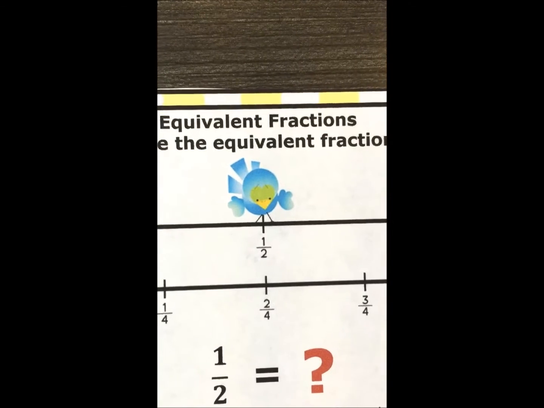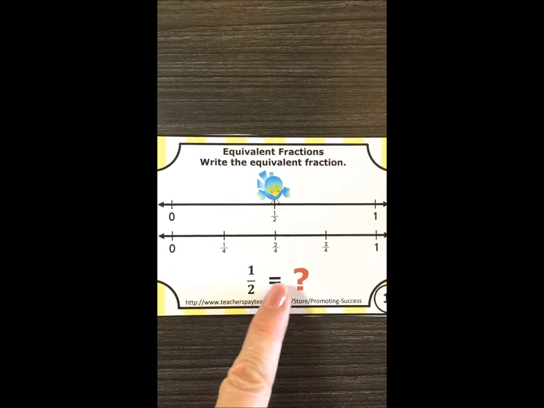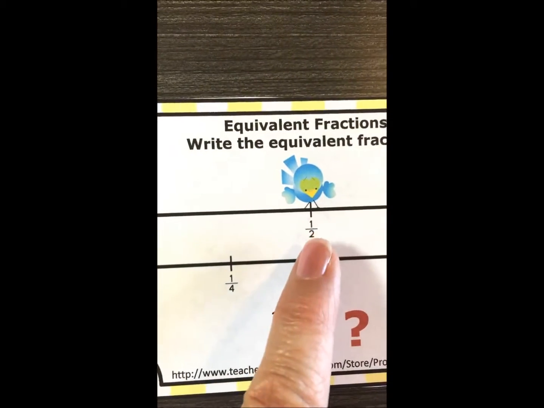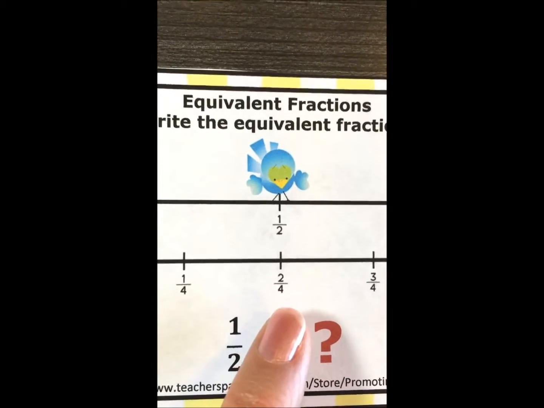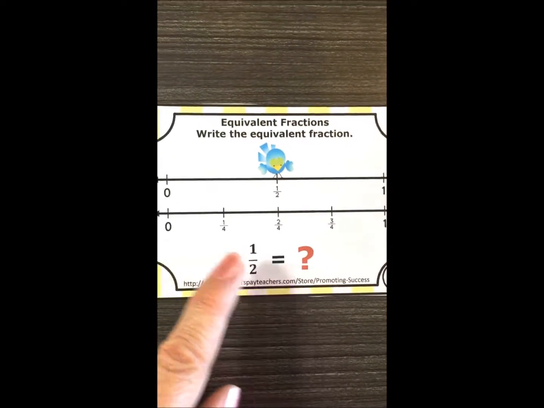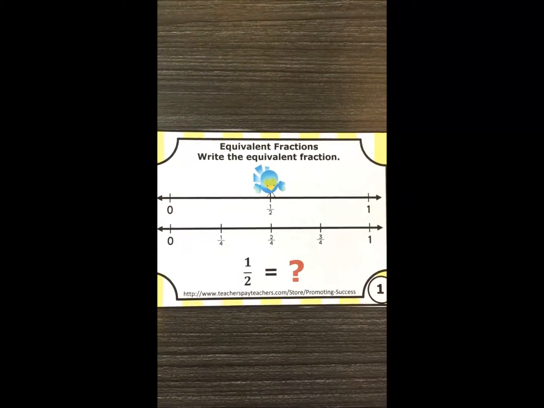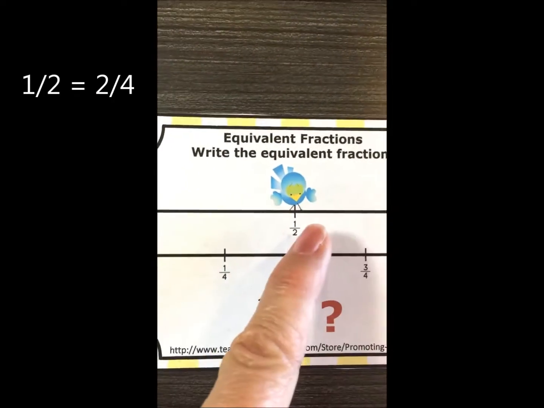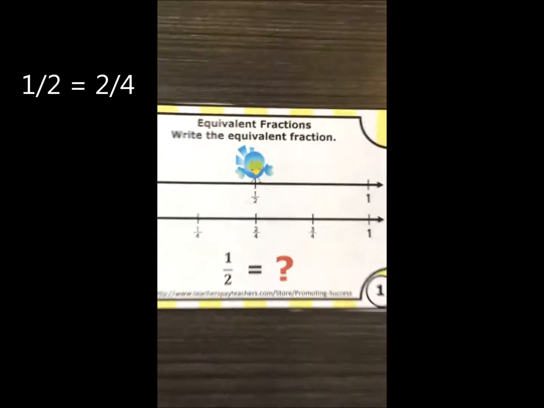Let's try another one. This time, the bird is on 1/2, and we're comparing it to fourths. 1/2 is equal to how many fourths? The distance from 0 to 1/2 is the same as the distance from 0 to 2/4. Notice we can line it up and make comparisons because our fraction number lines are the same length, so it's an accurate comparison. 1/2 is the same distance from 0 as 2/4. 1/2 equals 2/4.